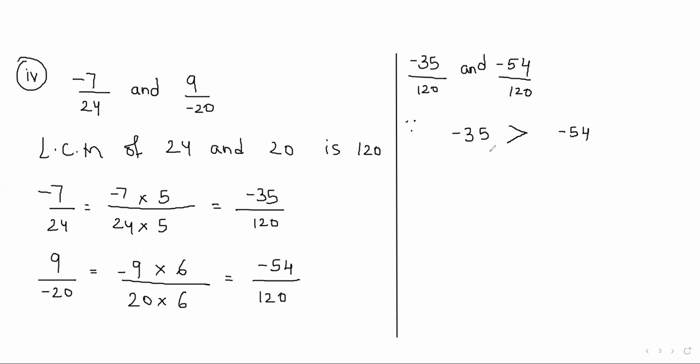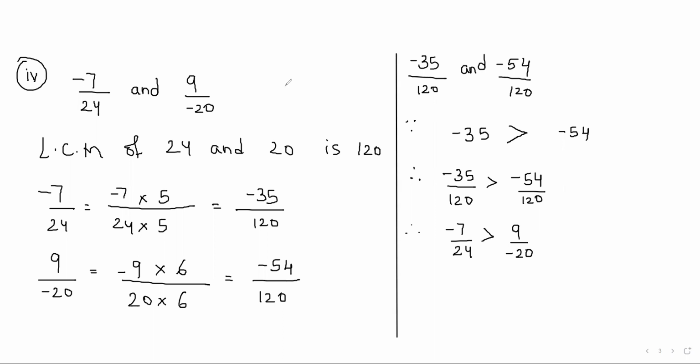So minus 35 is more than minus 54 here. So the next step here is, therefore, so here we are writing with the denominator, minus 35 by 120 is greater than minus 54 by 120. Now we'll write the original fraction, students. Minus 35 by 120 is actually minus 7 by 24, is greater than 9 by minus 20. Sorry, minus 54 by 120 is actually 9 by minus 20.